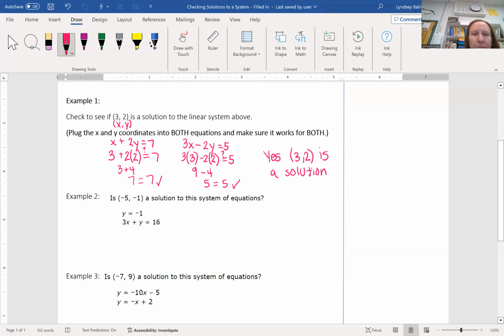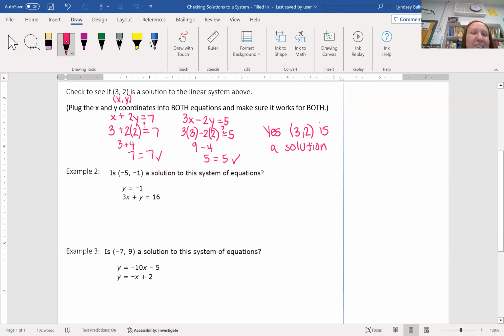Okay, one more example. Actually, I lied, 2 more examples for the next one. Is -5, -1 a solution? This one's a little bit weirder because one of our equations is just y equals -1. We're not going to deal with that very often. I think, though, you may see it on IXL, so I do want to point it out. Really what's happening is it's a horizontal equation, which we don't really need to know right now. But when we go to plug things in here, it's going to be kind of weird to plug it in because there's only one variable there. So we have y equals -1 and 3x plus y equals 16.